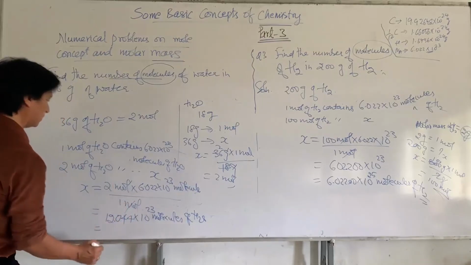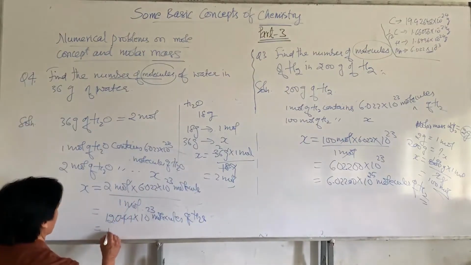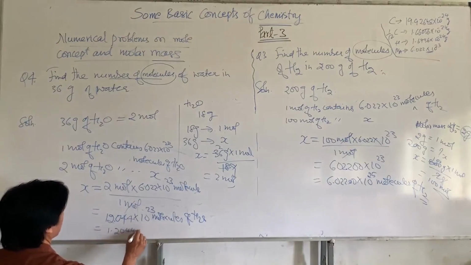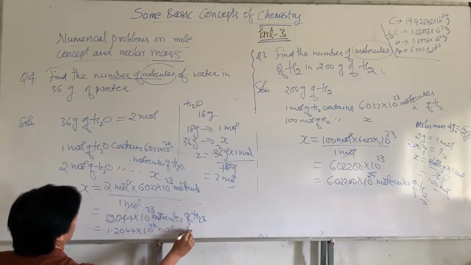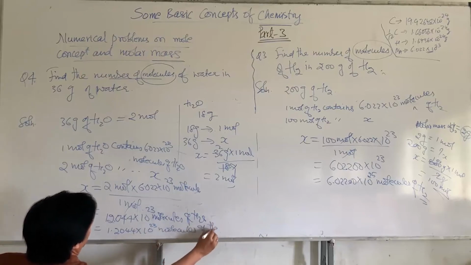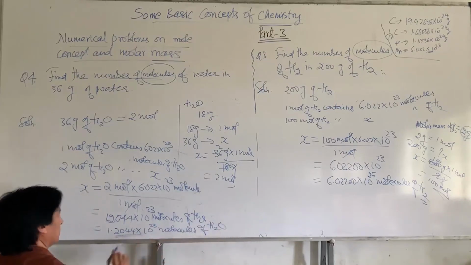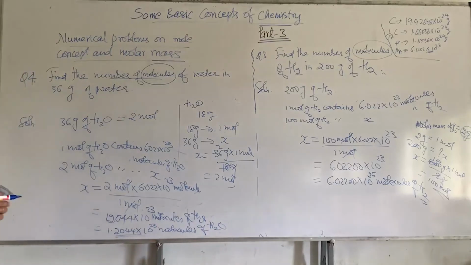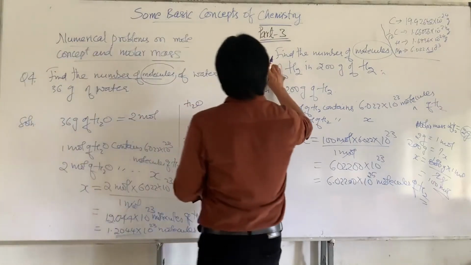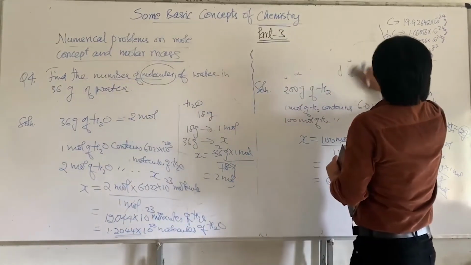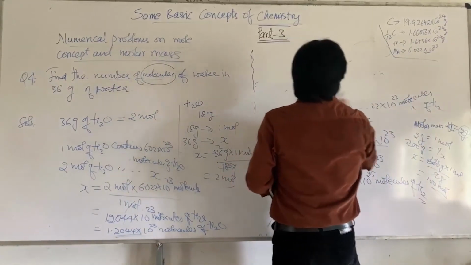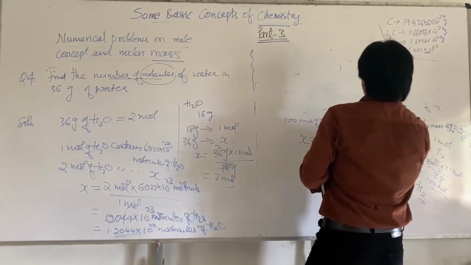And finally, when you write this in the scientific notation form, it becomes 1.2044 into 10 raised power 23 molecules of water. Alright, this is how you work it out. And now the last example here is with regard to finding the number of atoms. So let's see how you can work it out.